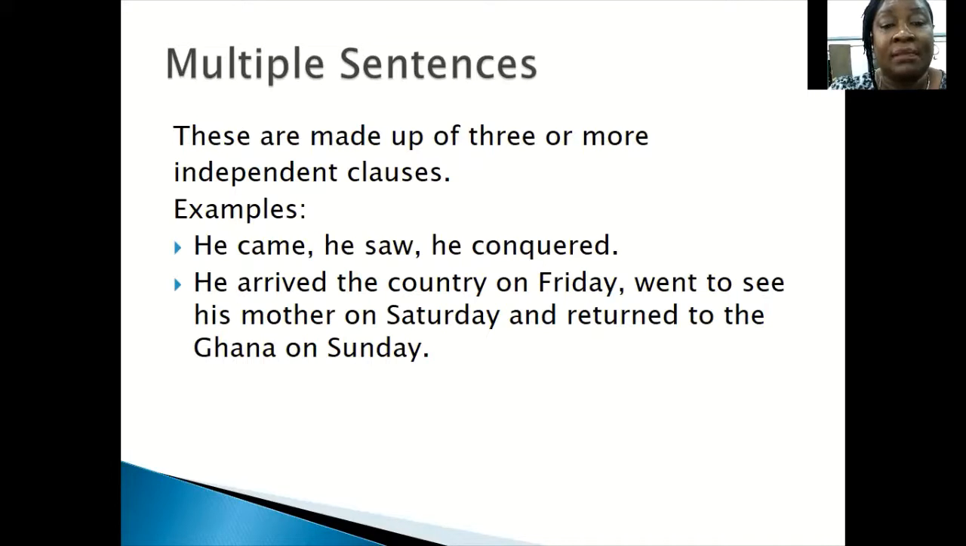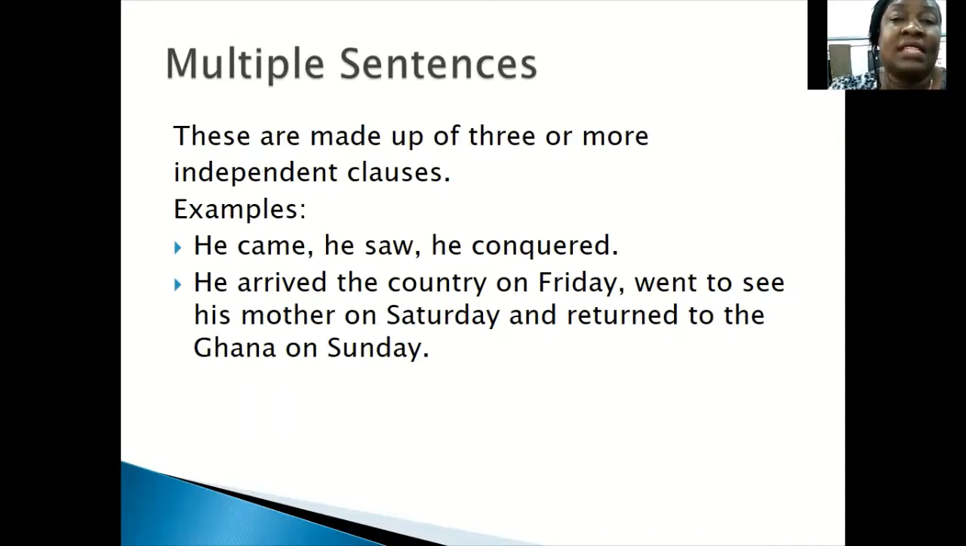Take it, if we segment it, he came gives a complete thought and is an independent clause. He saw also does the same. He conquered is also an independent clause. So in that sentence, there are three independent clauses put together to form one sentence. And that one sentence is a multiple sentence.